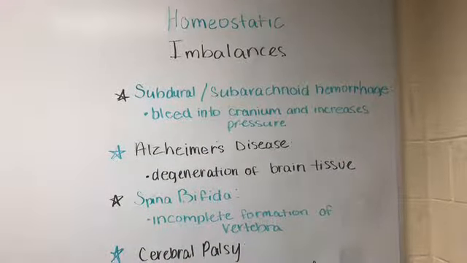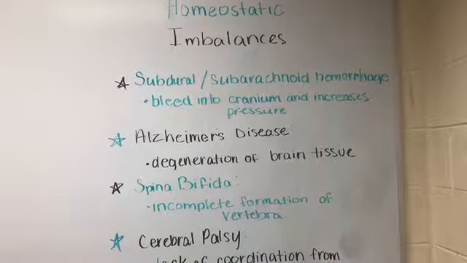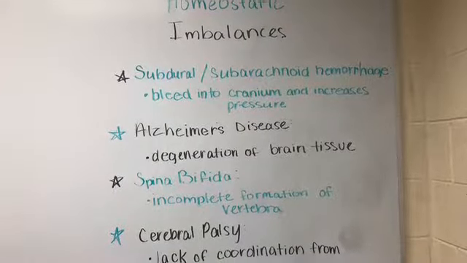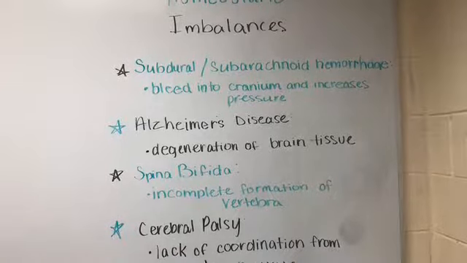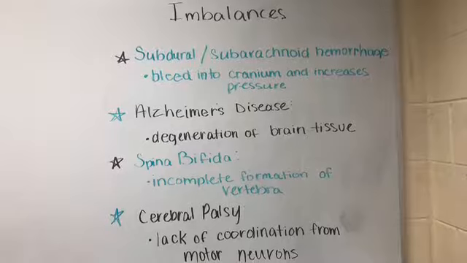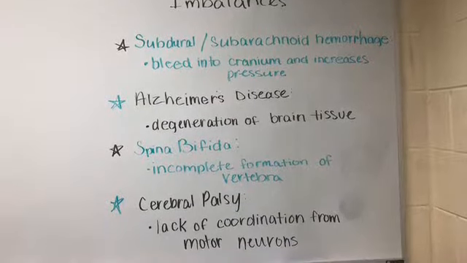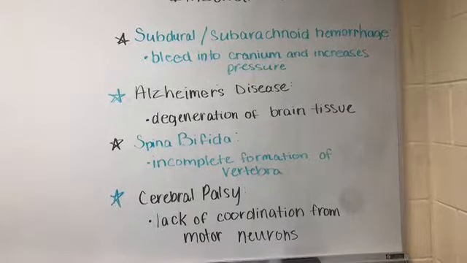Homeostatic imbalances: subdural or subarachnoid hemorrhages, bleeding into the cranium and increasing pressure. Alzheimer's disease, which is degeneration of brain tissue. Spina bifida, which is incomplete formation of the vertebrae. Cerebral palsy, lack of coordination from motor neurons.